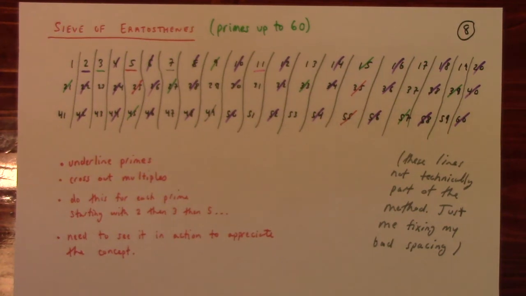Why? Because we're looking at the square root of 60, which is what? Square root of 60 is less than 8. So actually by the time you get to 7, you should be done, because there can't be, how to explain this, but we're done.